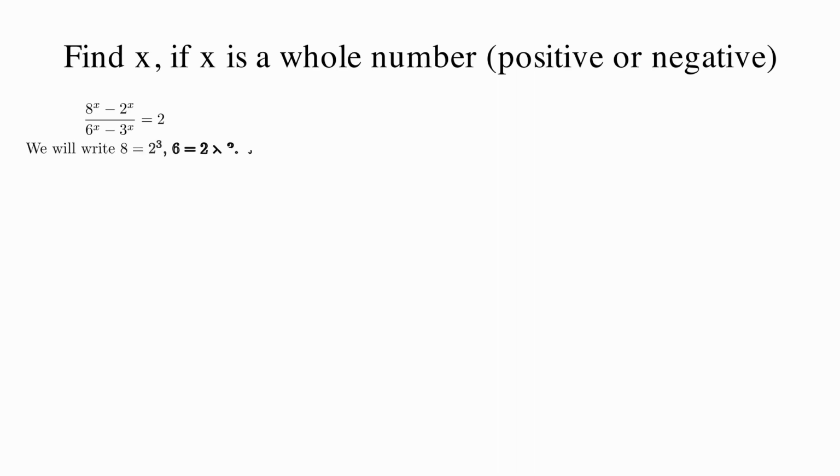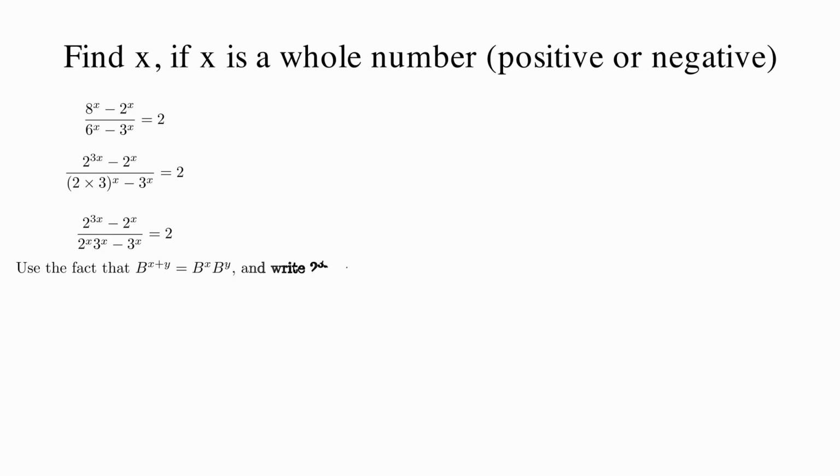We will first write 8 as 2^3, and 6 as 2 times 3, we will also use simple rules for exponents. With that being done, we now separate exponents in the denominator and write (2·3)^x as 2^x times 3^x. In the numerator, we write 2^(3x) as 2^(x+2x).